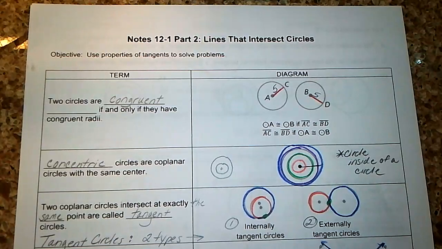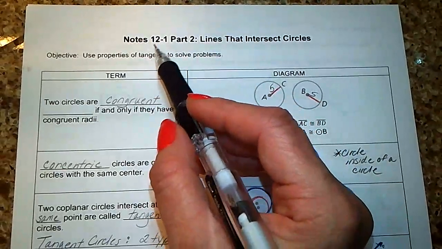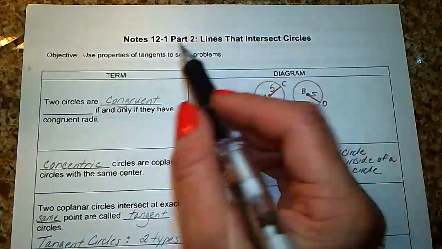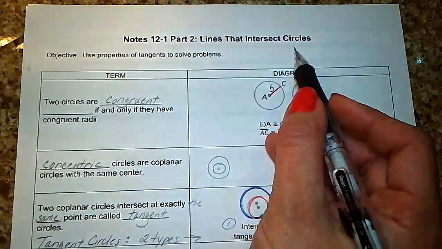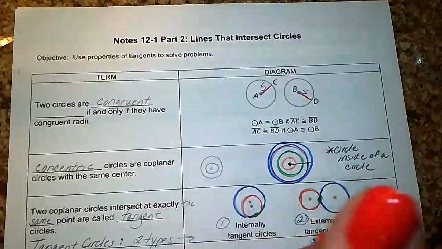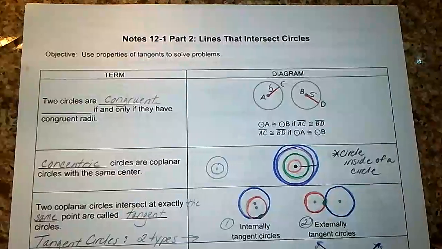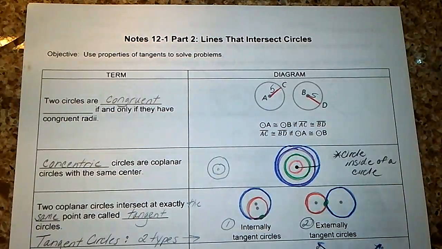Hi guys! Our today's lesson is going to be the second part of our first section in chapter 12, which is our lines that intersect circles. This is part 2. And for today's objective, we're going to basically be talking about all the properties of tangents, okay? All the properties of tangents that we need to solve problems. All right, so we've got a couple other pieces of information in here as well.